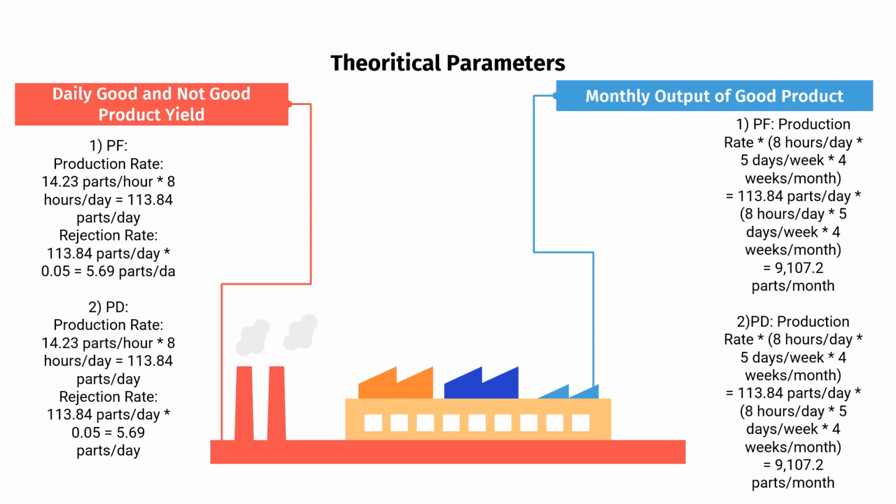Next, for monthly output and good product. For PF, the production rate is 113.84 parts per day and 9,107.2 parts per month. For PD, the production rate is 113.84 parts per day and for the month 9,107.2 parts per month.